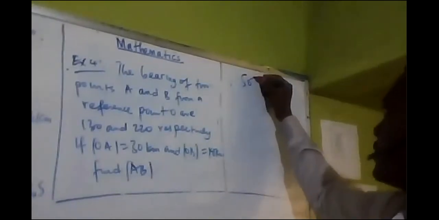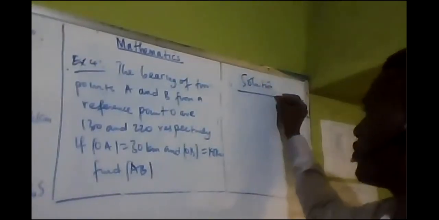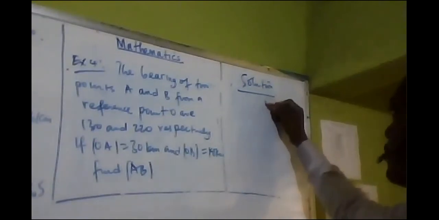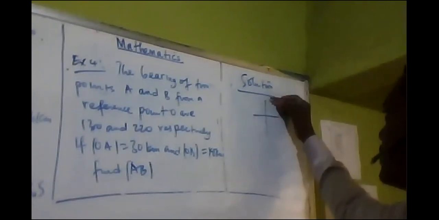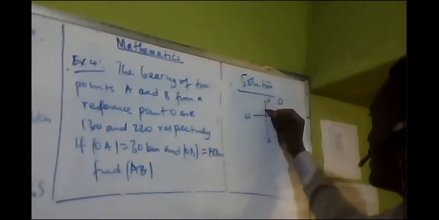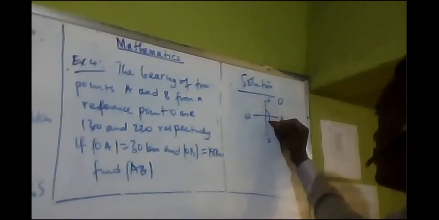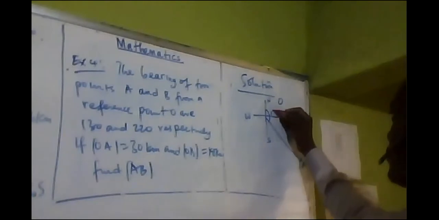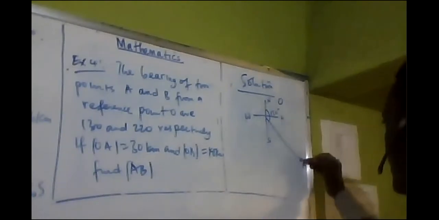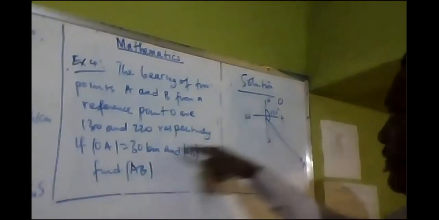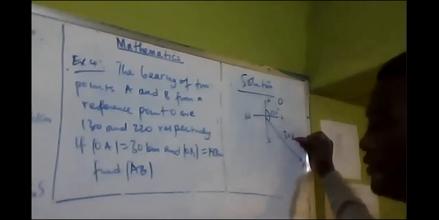So the solution to this now is the reference point is what? O. So if the reference point is O, that means our 130, this is our O, north, south, east, west. So let's start with 130. 130 should be somewhere here. And 130 is to A. So this is 130 degrees. It goes to A. And OA is 30 kilometer.